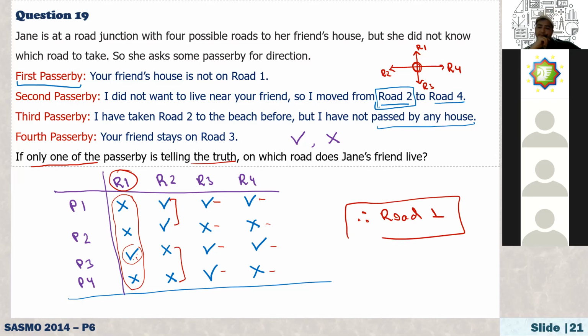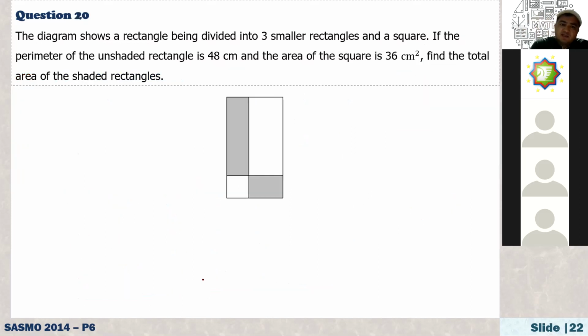Right? Yes. Okay. In this kind of question, guys, if you make a table with crosses and ticks, you can see who is telling the truth, who is lying, and what the result is. Okay, let's move to the next question then. Did you solve it? Yes. How did you solve it? Can you tell me?